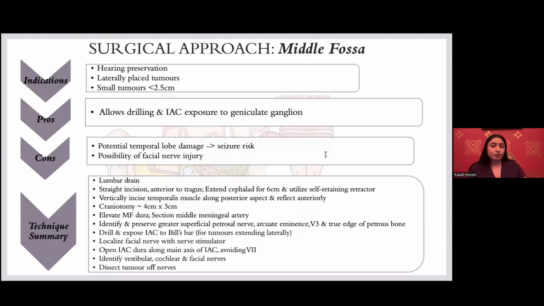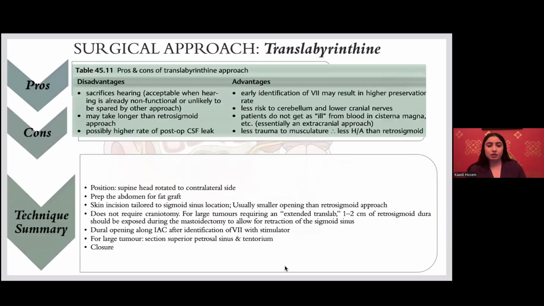Regarding the middle fossa approach, the indications are shown here: hearing preservation, laterally placed tumors, or small ones less than 25 millimeters. The pros of this approach allow drilling and exposure of the internal auditory canal all the way to the geniculate ganglion, which is good for laterally placed tumors, and it's basically an extradural subtemporal operation. The cons are potential damage to the temporal lobe with risk of seizures, and the facial nerve being the most superficial in this exposure, and therefore the surgeon risks possibility of damage. The technique for this procedure is shown here, and you can go through it at a later date.